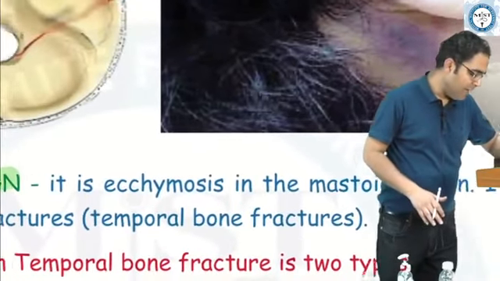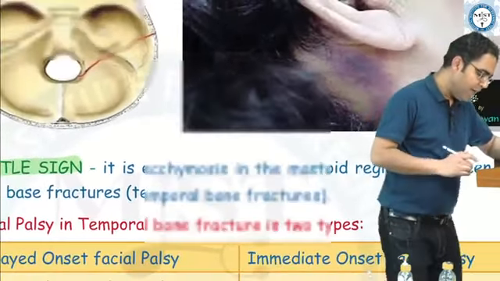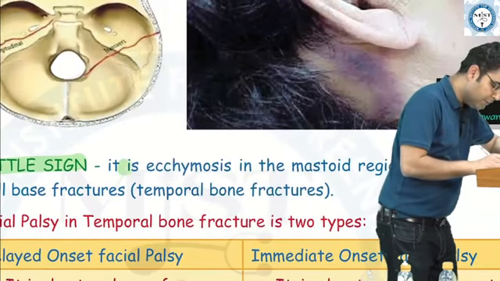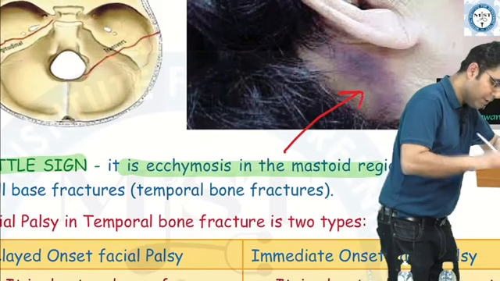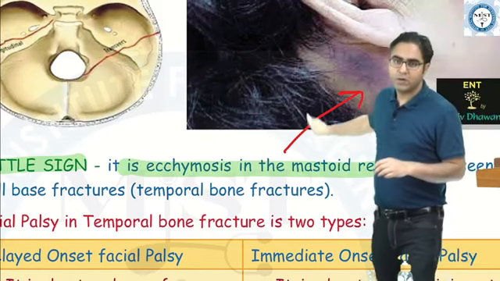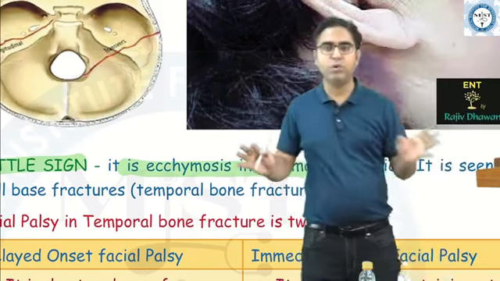Look at the screen. Can you see on the mastoid area, there is ecchymosis. What is ecchymosis? Blue color. Remember yesterday was the ecchymosis. Write down: battle sign is ecchymosis in the mastoid region. Please mark it, this is the battle sign. Always label it. Ecchymosis means blue color.